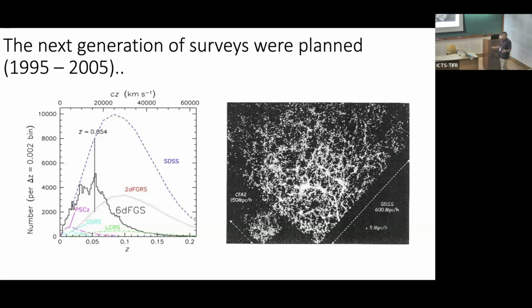And when the first SDSS results came out, you can see how much it increased. So this was the CfA slice. This was the extent of CfA, and this was the extent of the first SDSS. So suddenly we had tens of thousands, 100,000-class objects in the sky to high redshift, from which we can do real statistics, okay? And those statistics can be compared with theory.